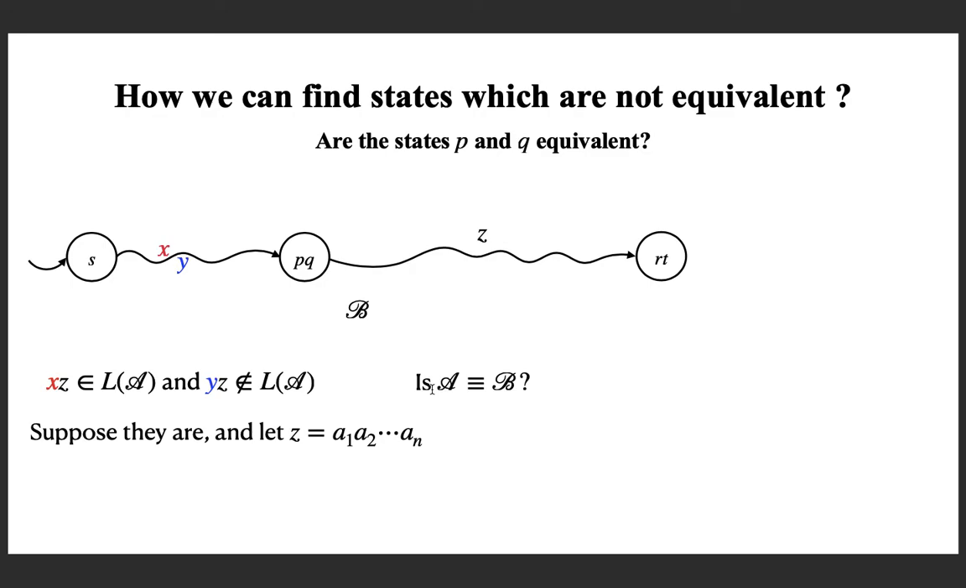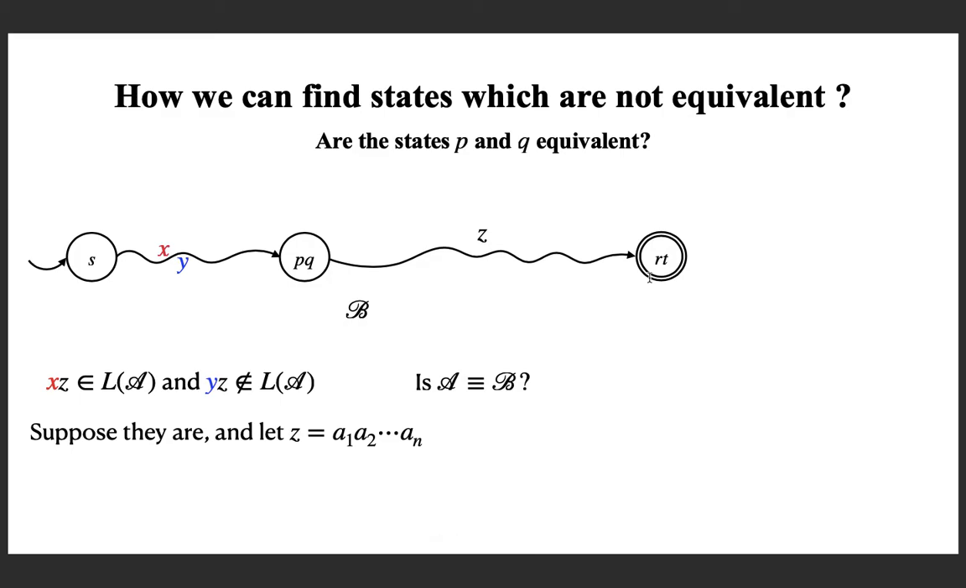Now the question is, are A and B equivalent? Now you see what is the status of XZ and YZ in B. XZ is not accepted because this is a non-final state, and YZ is also not accepted. Hence the language is different because here XZ was in the language, here it is not in the language. Now the only other possibility you can try is this merged state can be made a final state.